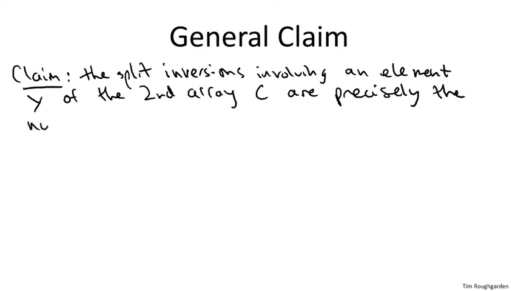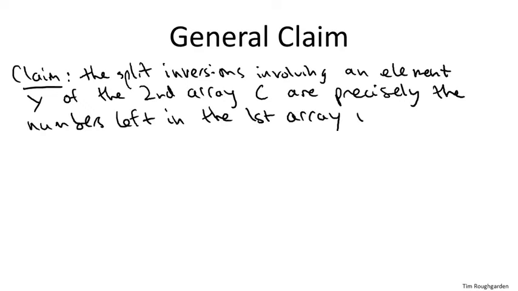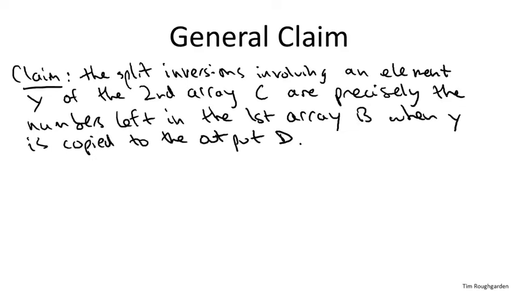So on the right array, C, we had the elements 2, 4, and 6. Remember, every split inversion has to, by definition, involve one element from the first half and one element from the second half. So to count the split inversions, we can just group them according to which element of the second array they involve. So out of the 2, 4, and 6, the 2 is involved in the split inversions 3, 2, and 5, 2. The 3 and the 5 were exactly the elements remaining in B when we copied over 2. The split inversion involving 4 is exactly the inversion 5, 4, and 5 is exactly the element that was remaining in B when we copied over the 4. There's no split inversions involving 6, and indeed B was empty when we copied the 6 over into the output array D.